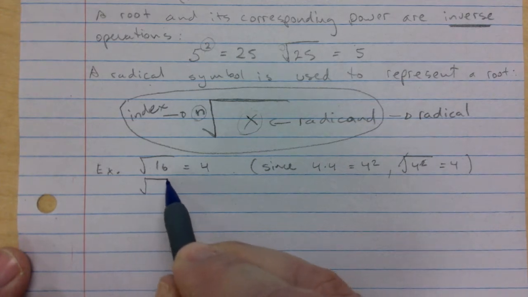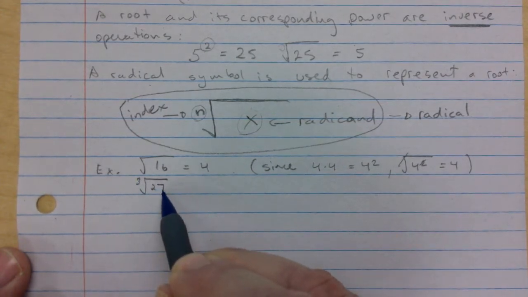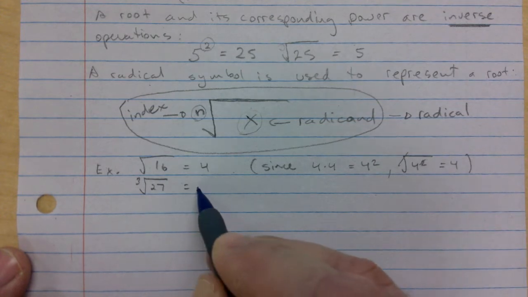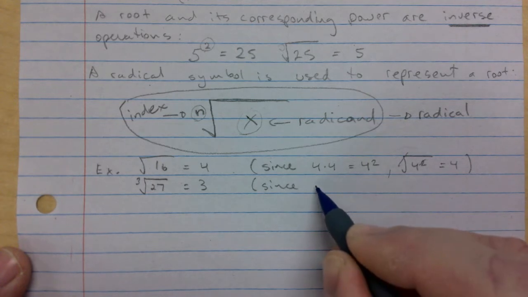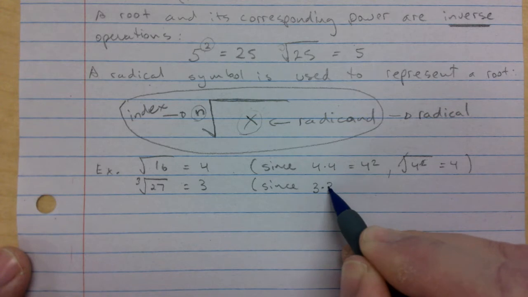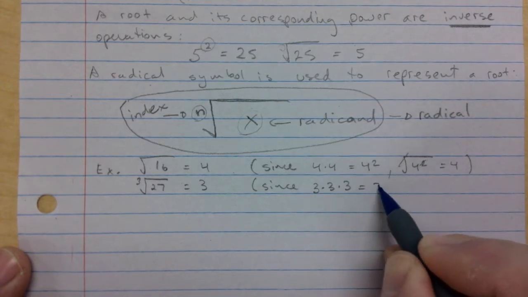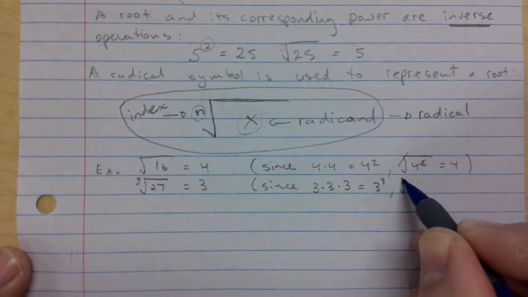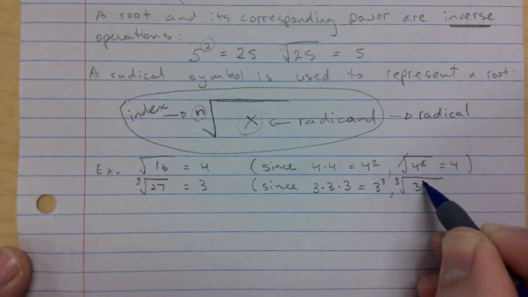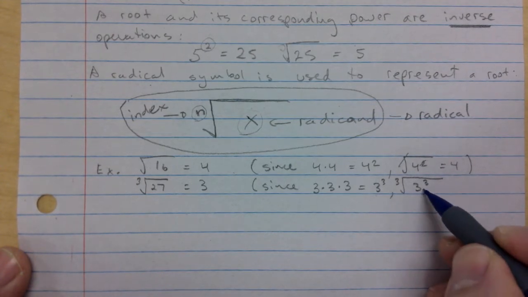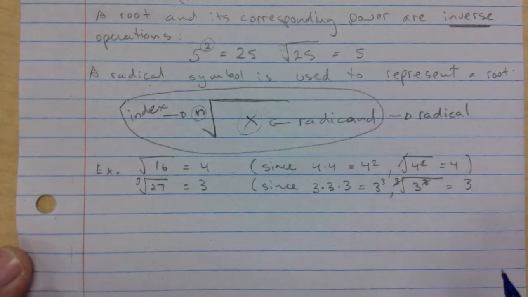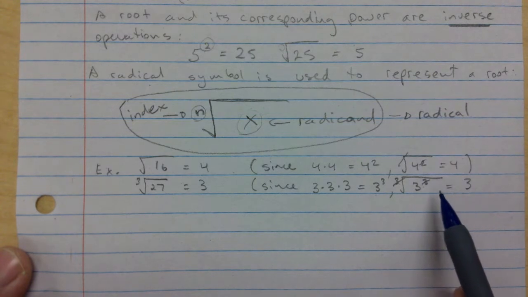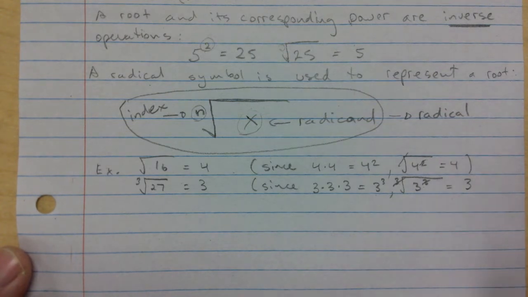The cube root of 27 is 3, since you have 3 times 3 times 3, which is 3 cubed. And so the cube root of 3 to the 3, if you have the same power and index, they cancel out, and that's equal to 3. It would cancel out all the powers of 3 if you had more terms multiplying in there.